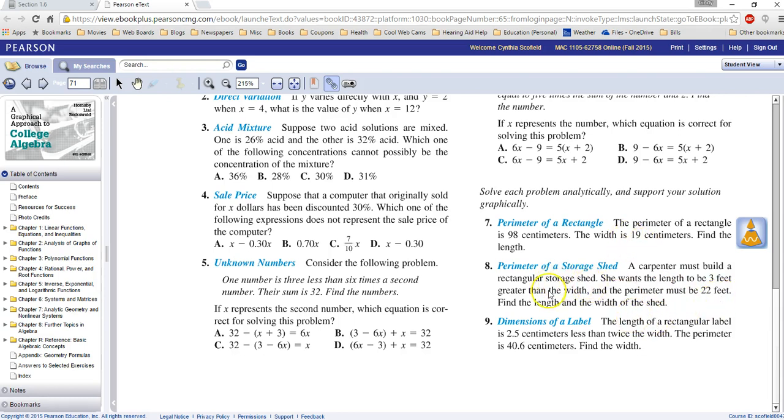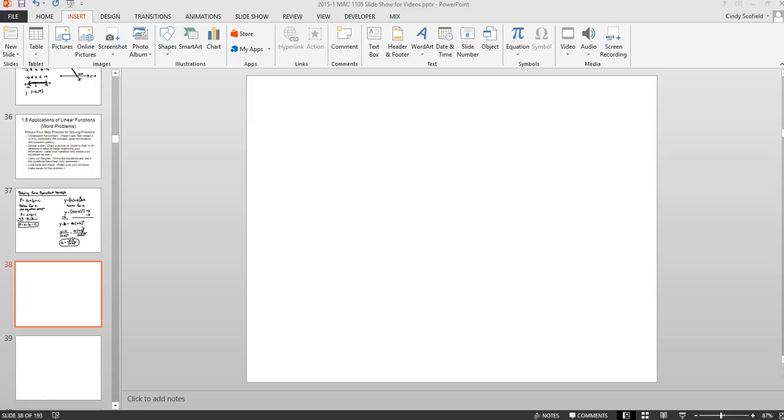Okay, so she's building a rectangular storage shed, so we know we're dealing with a rectangle. She wants the length to be 3 feet greater than the width. Okay, so the length is going to be longer than the width. It's going to be greater than the width by 3 feet. So the width is the shorter part, the length is the longer part by 3 feet, and the total perimeter, the total distance around this rectangle, must be 22 feet. And we're trying to find the length and width of this shed. Okay, I've read this enough times, I feel like I have a good idea about what's going on. So I think I can get down to starting to devise my plan and organize my information.